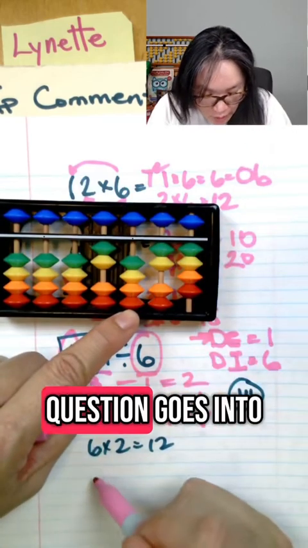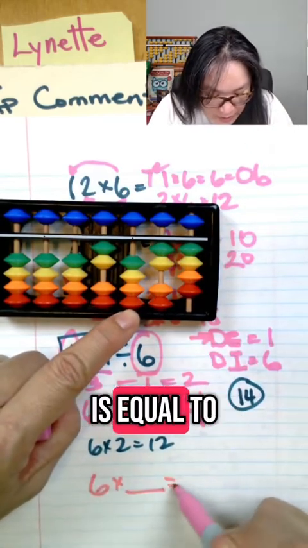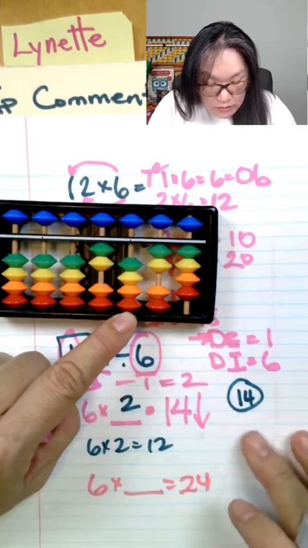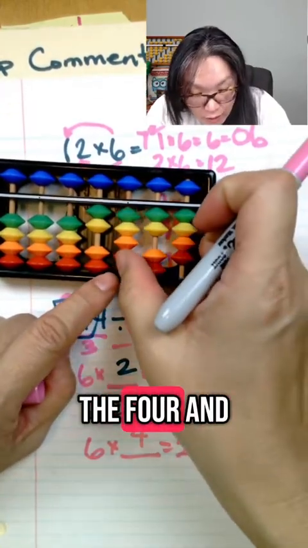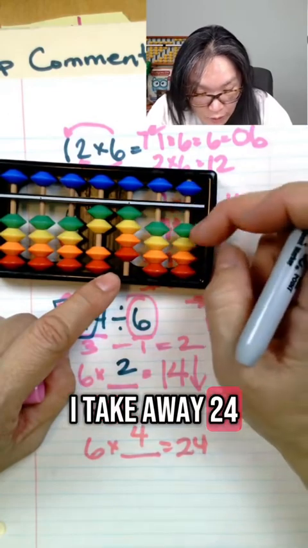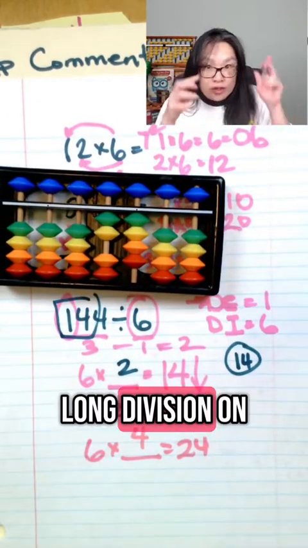So then the question goes into what times 6 is equal to 24 or less? 4, right? 6 times 4. So I put my answer on the 4 and I take away 24. So what we just did is long division on the abacus.